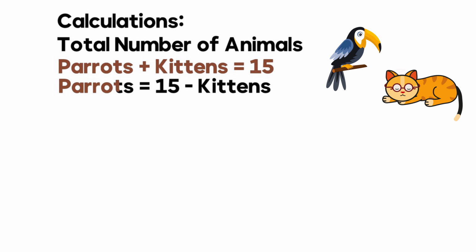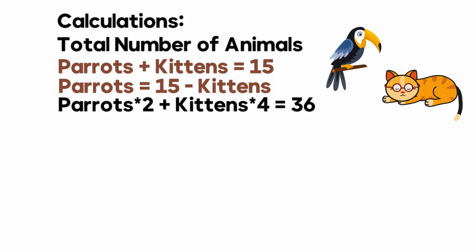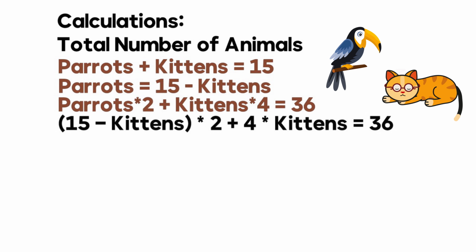Number of parrots equals 15 minus number of kittens. We can do a similar expression based on the number of legs. 2 multiplied by number of parrots plus 4 multiplied by the number of kittens equals 36. Now let's replace parrots in this expression with 15 minus kittens. So 15 minus kittens multiplied by 2 plus 4 multiplied by the number of kittens equals 36.